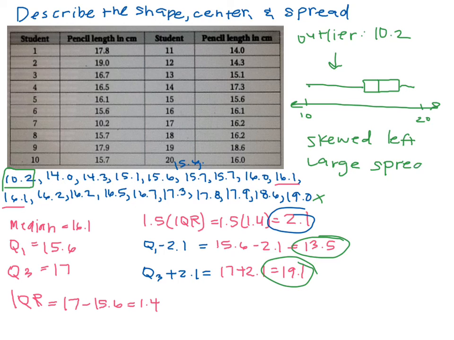And then finally, to describe the center, I'm going to use the median. And my median, I already know, is 16.1. The reason I'm using median instead of mean is that there was this outlier of 10.2. If I were to use the mean, it would give me a much lower center than I should get because this 10.2 kind of sucks the mean down.